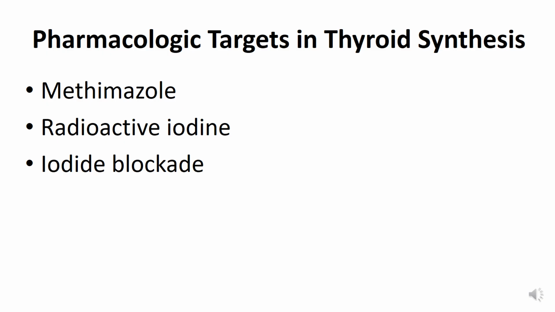Then comes organification. This is where activated iodine attaches to the amino acid tyrosine inside a protein called thyroglobulin. Think of it like adding building blocks onto a molecular framework. This process forms MIT and DIT, which are early hormone components.